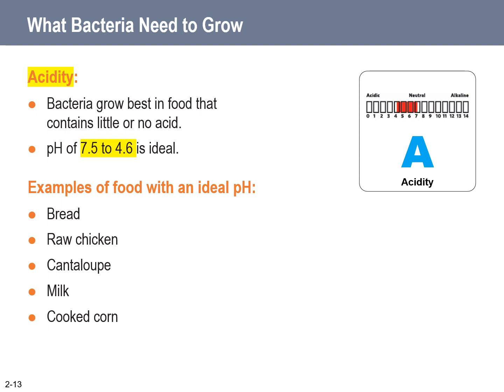Acidity, so bacteria grows really well in foods that contain little or no acid. So a 7.5 to a 4.6 on the pH scale is very ideal. If you can see in the picture, it's close to neutral without going over neutral to alkaline. And some of these foods with that ideal pH are bread, raw chicken, cantaloupes, milk, cooked corn, cooked rice products, pasta.